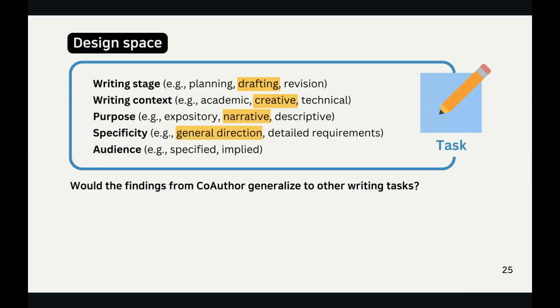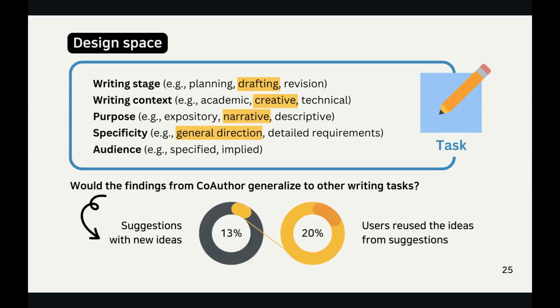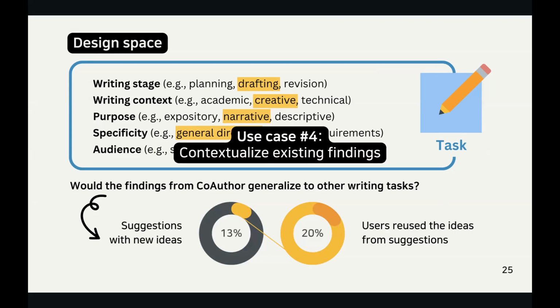Then one can ask whether the findings from Co-Author would generalize to other writing tasks. Specifically, the work showed that many ideas generated by the system in the suggestions were accepted and reused by users in the subsequent writing. Would it still be the case if the users were in the revision stage and there were a lot of detailed requirements? Or what if the context was technical and purpose was descriptive? By thinking about alternative instantiations of the task aspect, one could contextualize findings from existing study and reason about their generalizability.